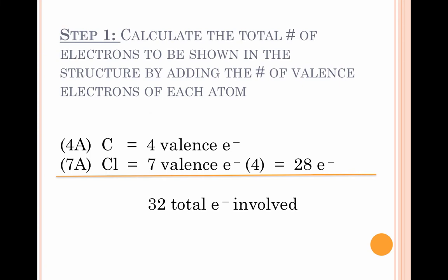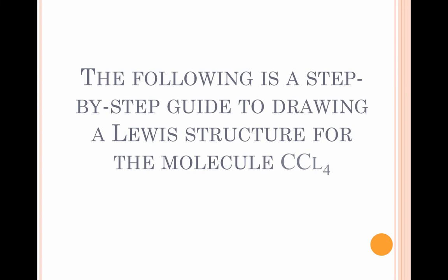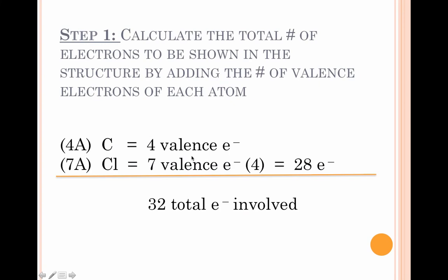Every one that I give you is going to be in the A group elements, the representative elements. So the group number is going to be equal to the number of valence electrons. If we go back real quick, we see we have the element carbon, C, and the element chlorine, Cl. So I know that carbon is in group 4A, so it has 4 valence electrons, and chlorine is in group 7A and has 7 valence electrons. We know these 2 things just by looking at the periodic table.